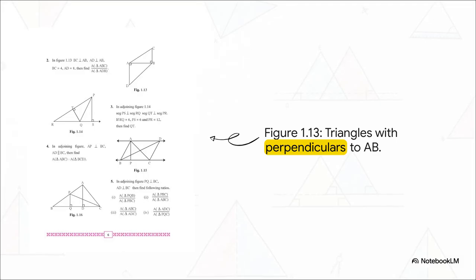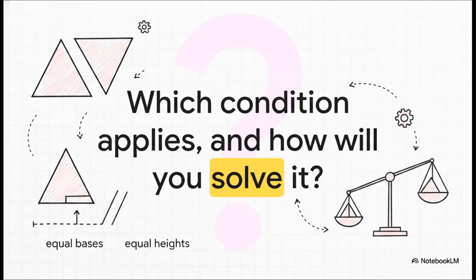To close out our explainer today, I am presenting you with this unsolved figure from your upcoming practice set. Look closely at these two triangles. I really want you to observe that shared central line segment and notice exactly where those right-angle perpendiculars are located. Here is my challenge to you before you start your homework. Which of our golden conditions applies to this figure? Is this a case of equal bases, or is it a case of equal heights? And how are you going to use that knowledge to solve for the area ratio?